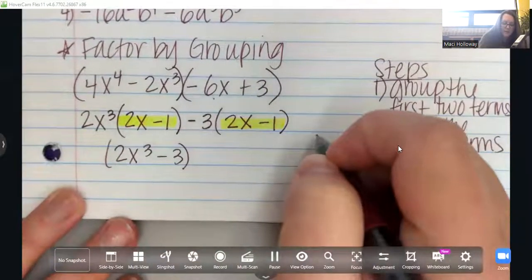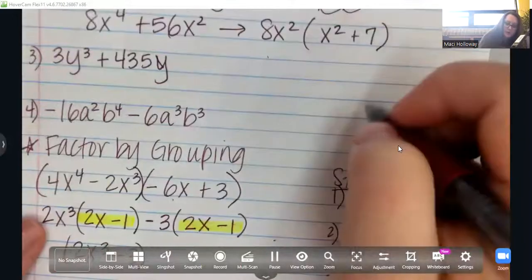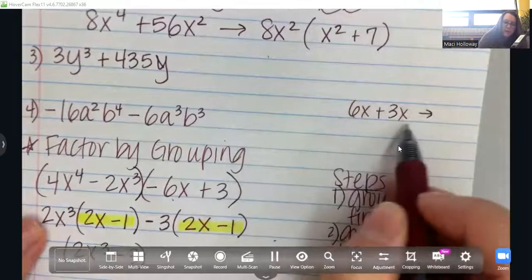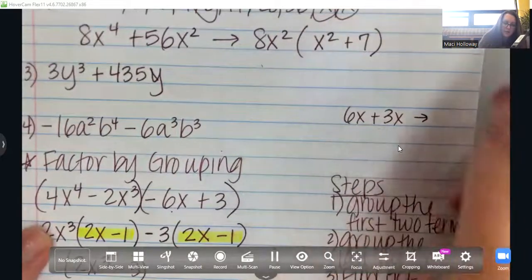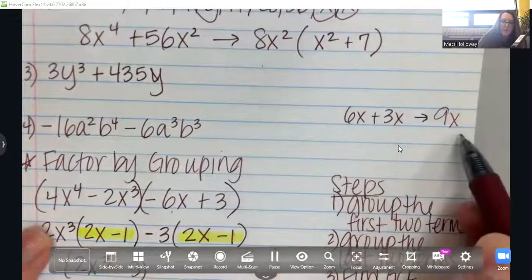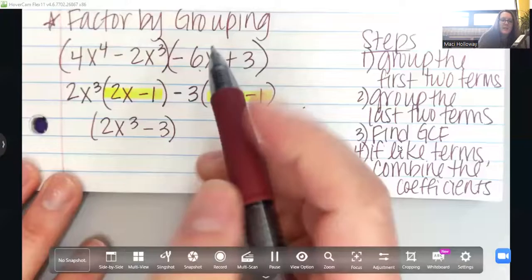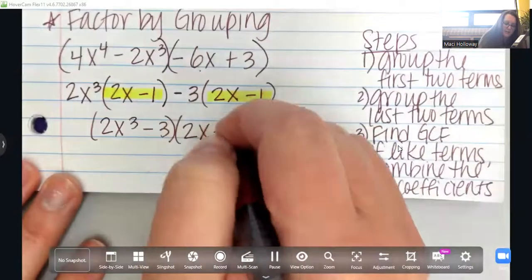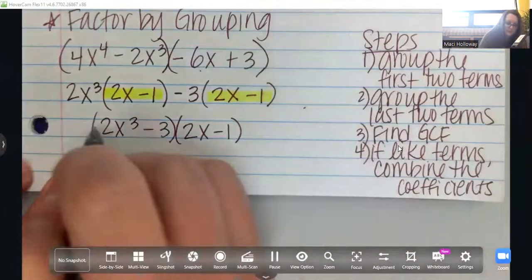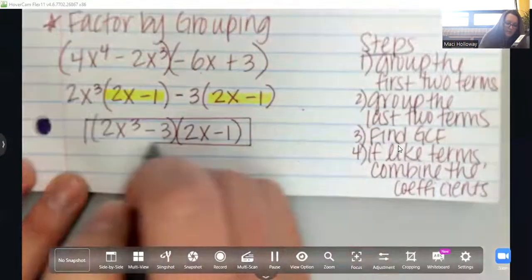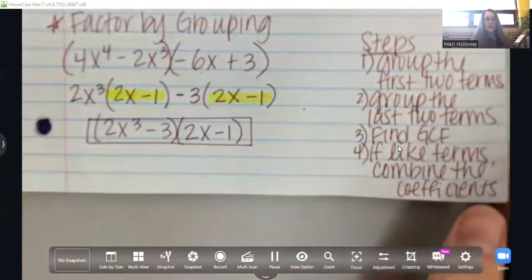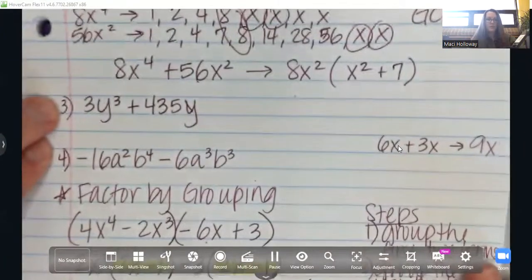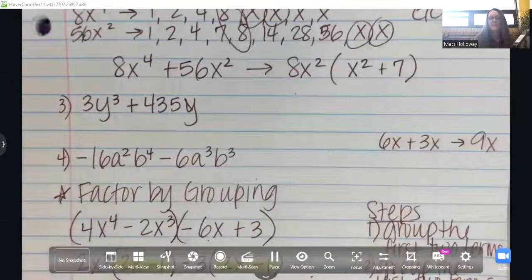Like if I had, I'll write it up here, if I had 6x plus 3x, we don't have an x squared here or anything like that, but we have 9x. See how I'm just writing the x one time? Same thing down here. I'm combining my coefficients, and I'm writing this term one time. So this is how you factor by grouping. We're going to do some more of these in class. So when you come back, make sure you have 3 and 4 done already. And I'll see you soon.